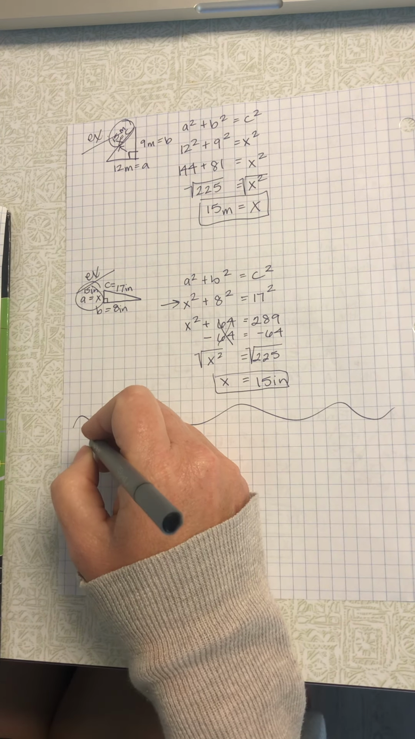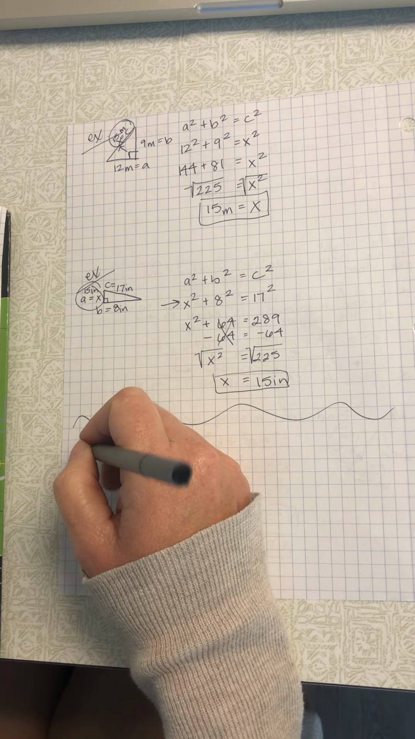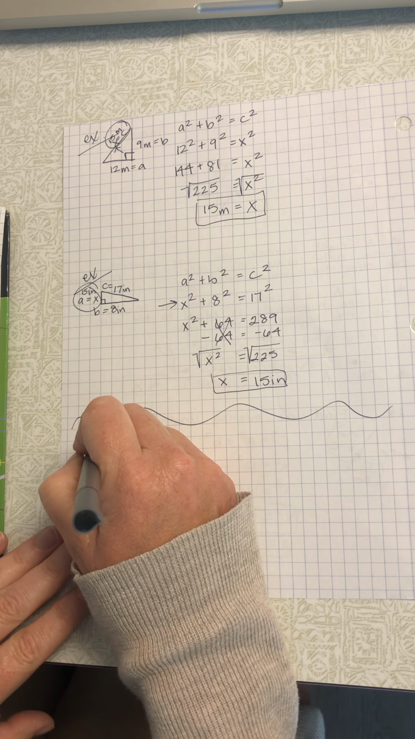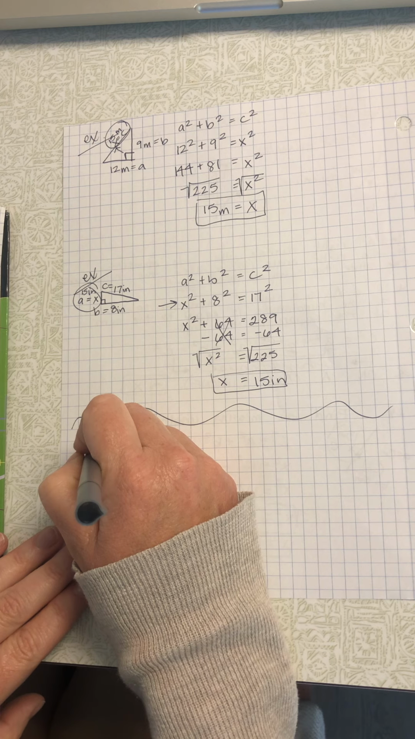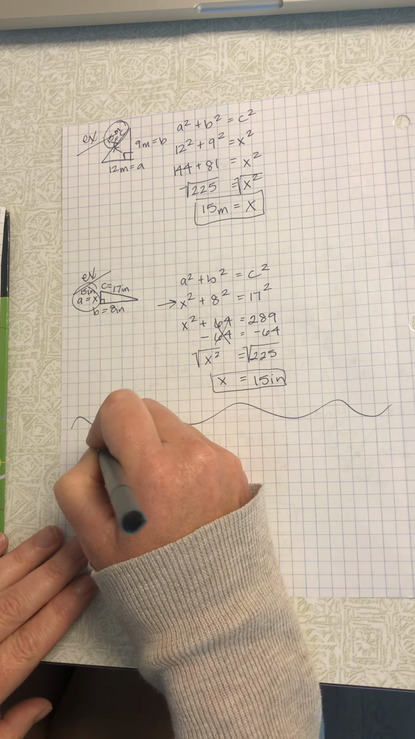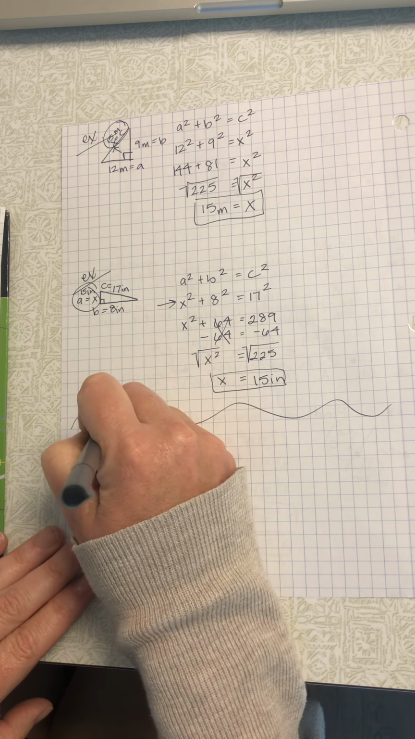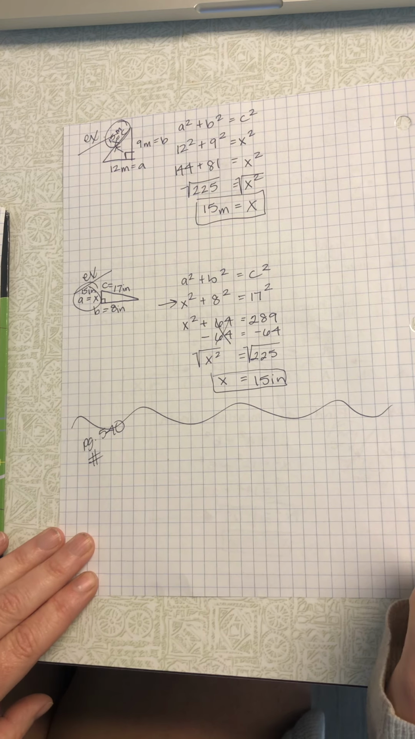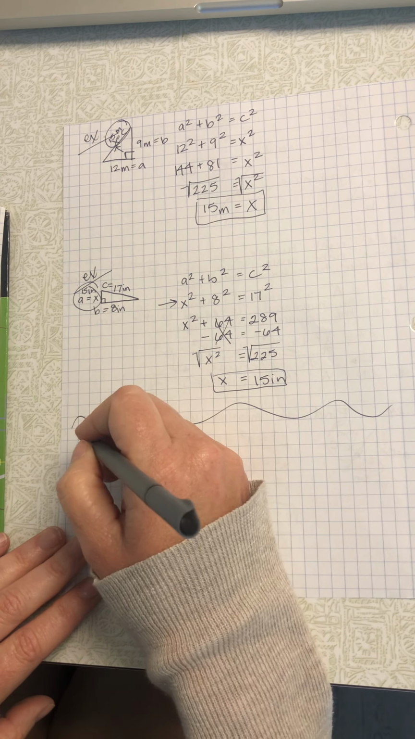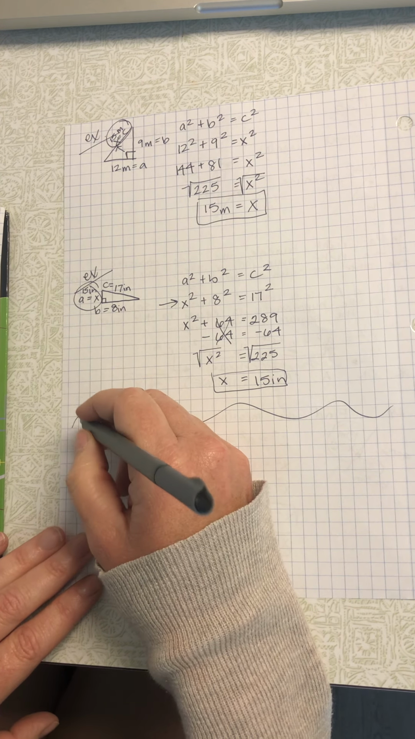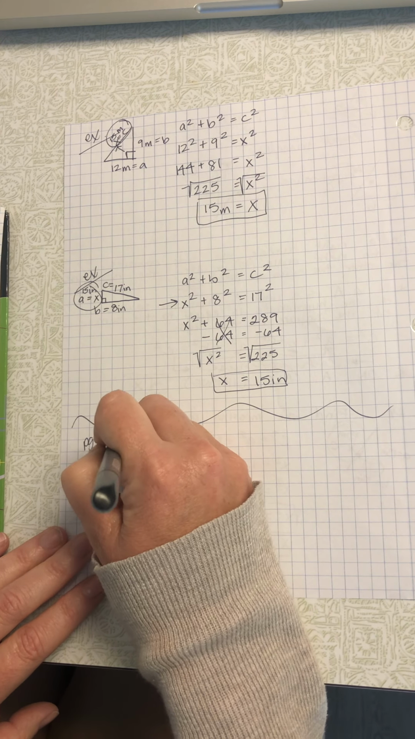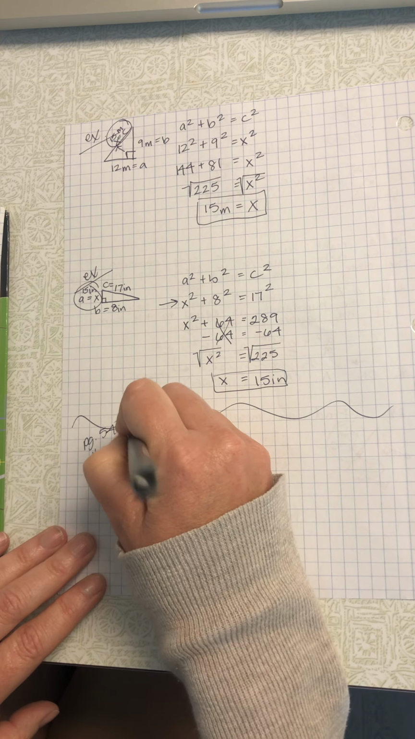For homework tonight, I'd like you to take a look at page 540, and let's do the odds, 3 to 11.